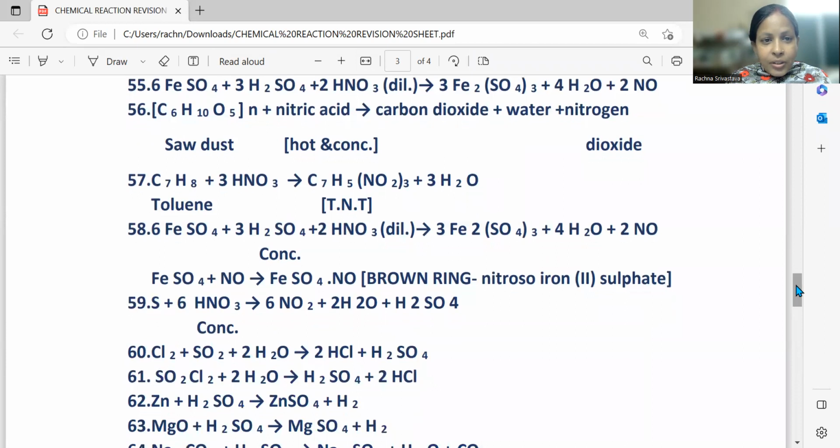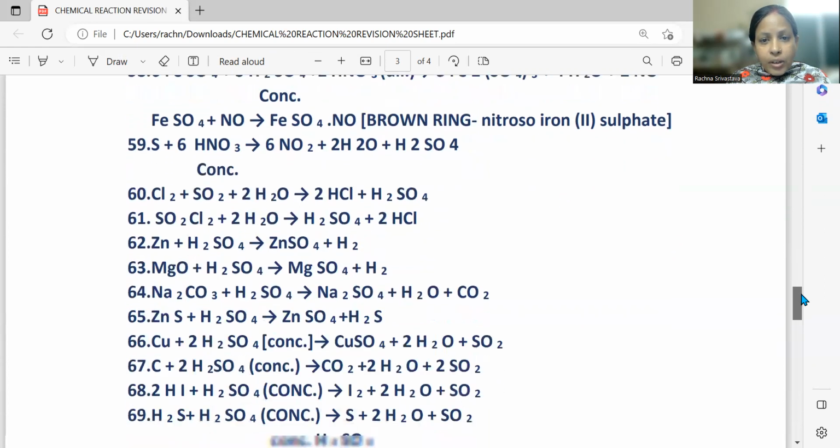Now these are the reactions. Now FeSO4 plus H2SO4 conc plus dilute HNO3. Now this is also an important reaction. It is a chemical test where you can see the brown ring is formed, FeSO4.NO, brown ring, nitroso iron 2 sulfate. This is also an important reaction.